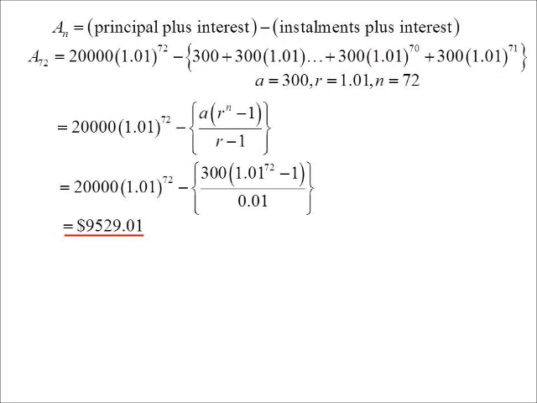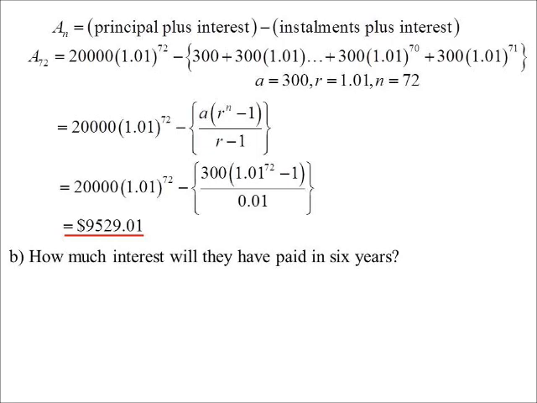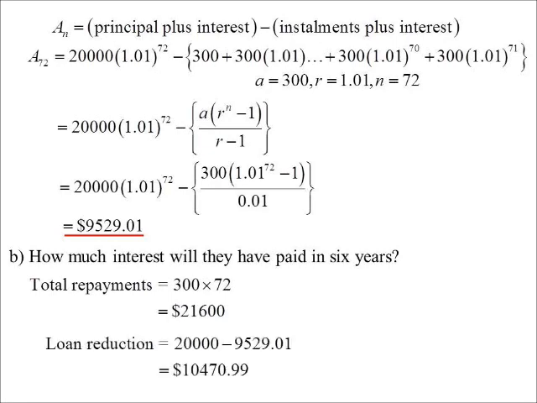That's the balance between how much they've invested in me and how much I've invested in them. Well, how much interest then have they paid in those 6 years? Well, we know they made 72 repayments of $300. So $21,600. So we're saying we've got 9,000 left to pay on the loan. But I've given them $21,600. So I've reduced the loan by $10,470.